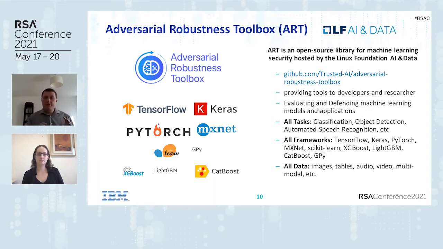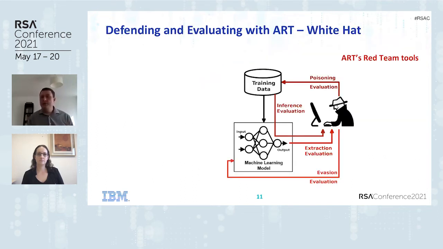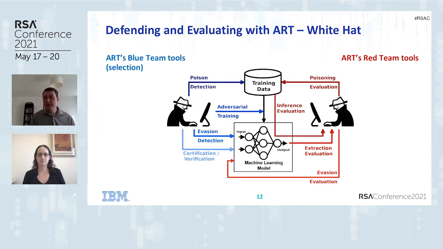While ART is providing attack tools, we see ART as a white hat tool. The attacks that are provided in ART, we aim to make state of the art, but we see them as tools to evaluate machine learning models in red team like approaches, so that we can really evaluate the threats and become aware of the possible vulnerability of AI and ML based applications. In that sense, we see the tools as evaluation tools for poisoning, inference, extraction and evasion threats. But ART also provides defense tools.